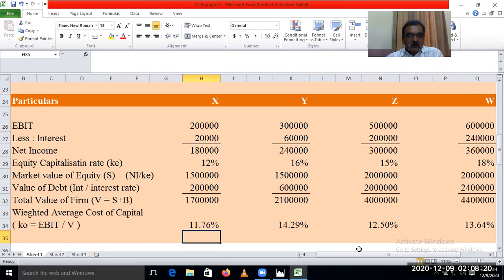I hope you have understood it. It was a simple example. We were just asked to calculate the value of firm. The only thing is that instead of calculating the value of one firm, data about 4 different firms were given, and we have calculated the value of each firm, and additionally we have calculated overall cost of capital of each firm by applying the formula EBIT upon value of firm. I hope you understood it.